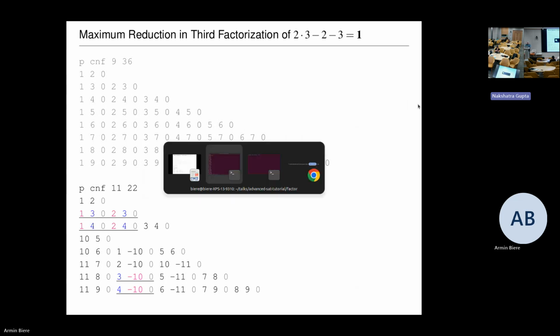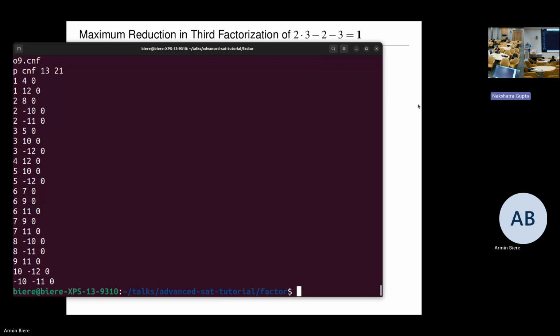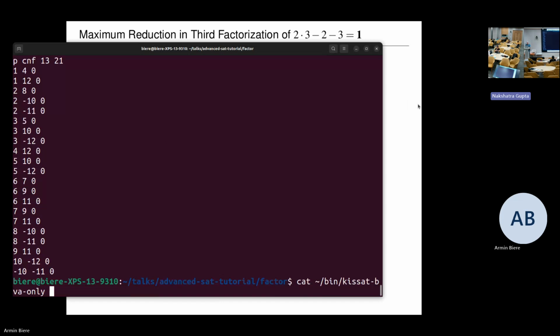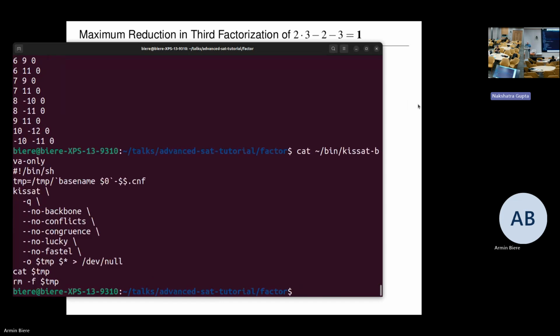Maybe I should actually show you from the demo. This is what I wanted. This KeySAT BVA only is a small script which just disables certain things. It would have no preprocessing, it will not do any backbones, it would stop after conflicts, no congruence closure, doesn't do lucky phases, and no fast elimination. And then the only thing which remains is bounded variable addition. So you do this, and then you stop, and then you print it. That's this -O. So you can play with this if you want. Thanks.